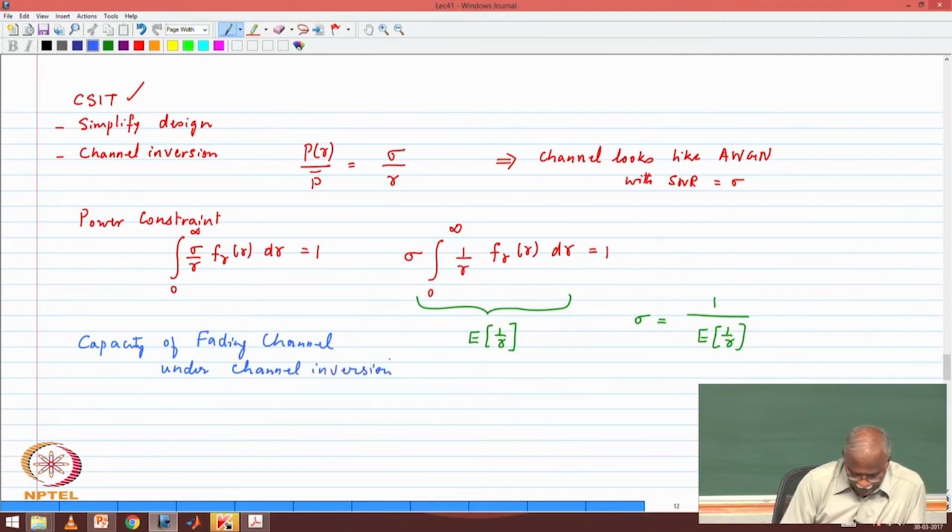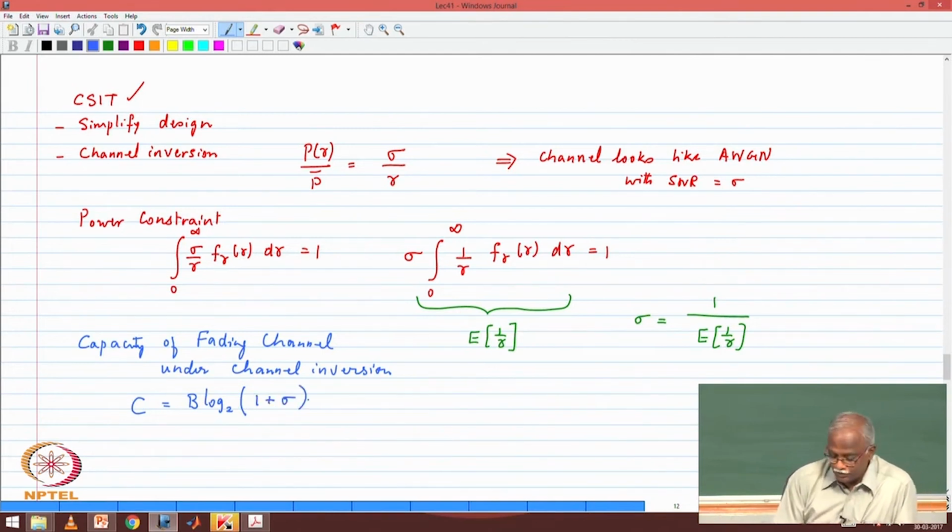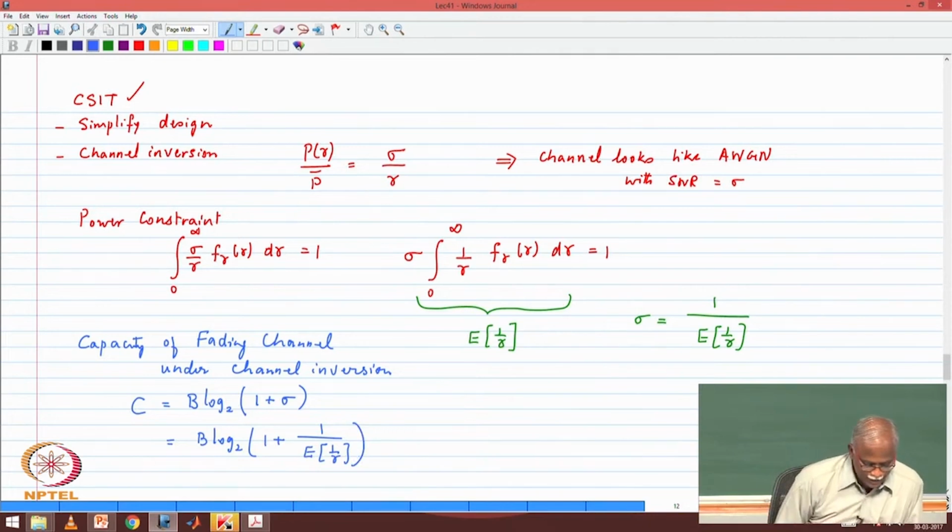Basically you are looking for an equivalent computation of ergodic capacity. C is equal to B times logarithm base 2 of what? 1 plus sigma. It looks like an AWGN channel, right? So there's no ergodic thing, nothing came into that picture. This is equal to B times logarithm base 2 of 1 plus 1 over expected value of 1 over SNR, and that's a very interesting expression.